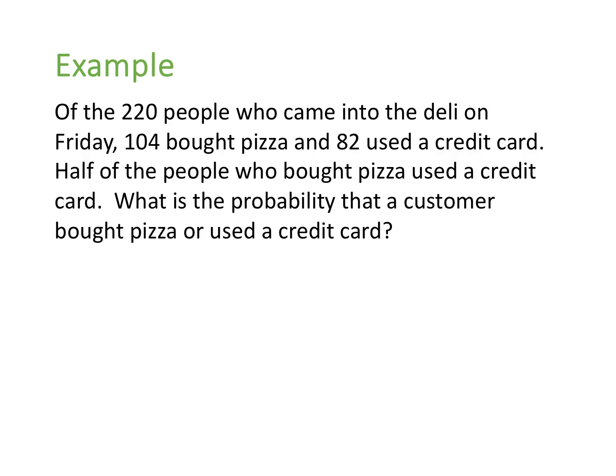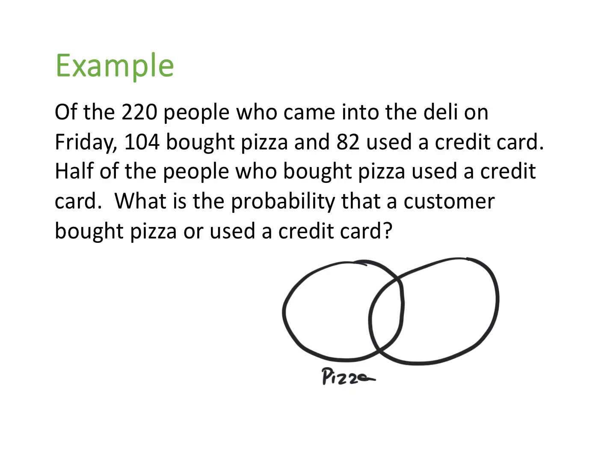So we have our two different events here. The first event in our first circle is going to be people who bought pizza. And then the second circle, we have people who used a credit card. So right away at the beginning, we know that 104 out of the 220 people are ones who bought pizza. So we can write that probability in the first circle. The next case, in the credit card scenario, we know that 82 out of the 220 use a credit card.